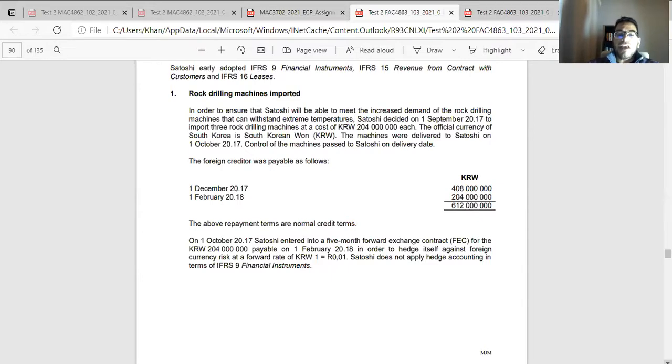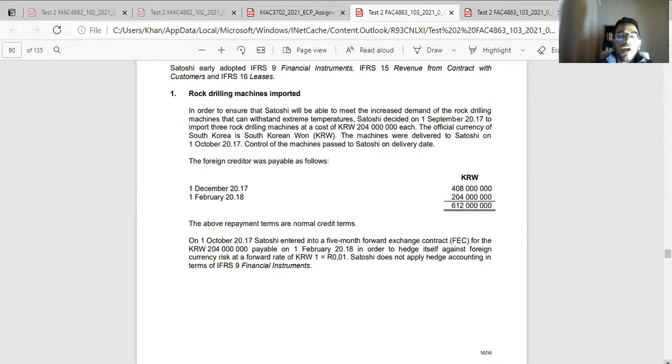I don't think hedge accounting is any more part of the syllabus, so we don't have to worry about hedge accounting. It's not part of the syllabus. I think it was before, but you hardly come across hedge accounting. I think many financial services companies use hedging, but many don't. Okay, so only for the one machine, they have taken out a FEC contract.